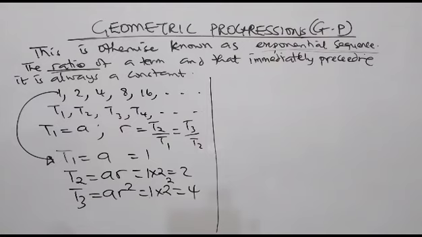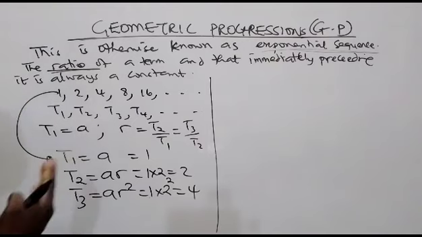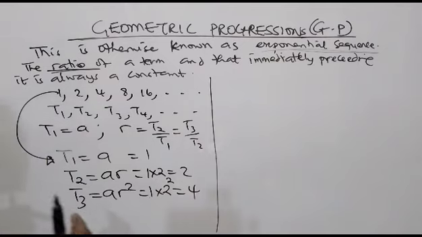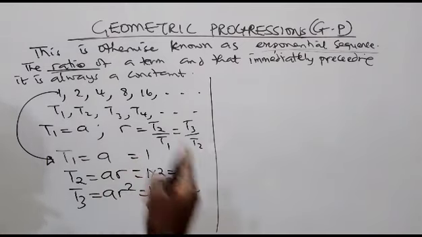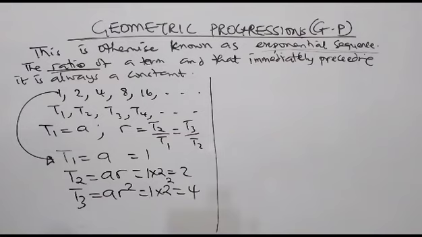4. So under arithmetic progression, when we want to find the common difference, we subtract. When we want to know the next term, we add. But in geometric progression, if I want to find the common ratio, I will divide the second term by the first term. If I want to know the next term, I multiply. So under geometric progression, we use division and multiplication. Under arithmetic progression, it is all about addition and subtraction.